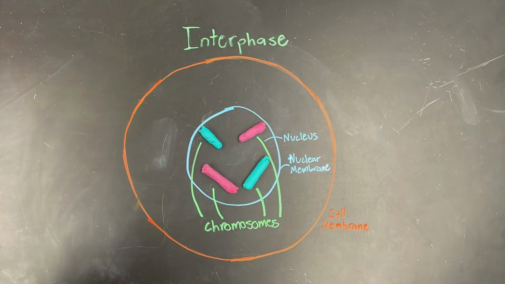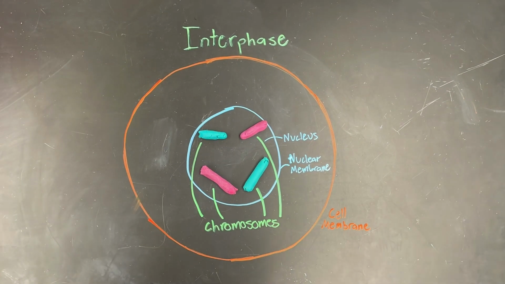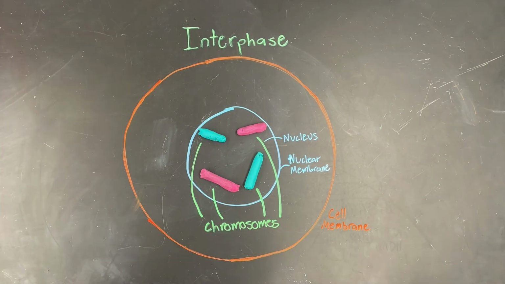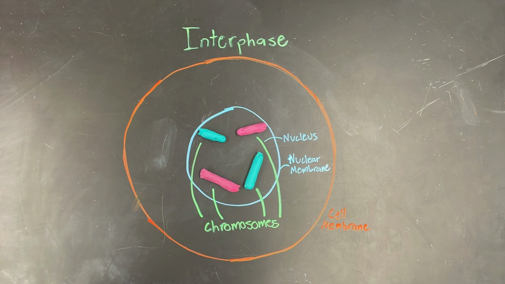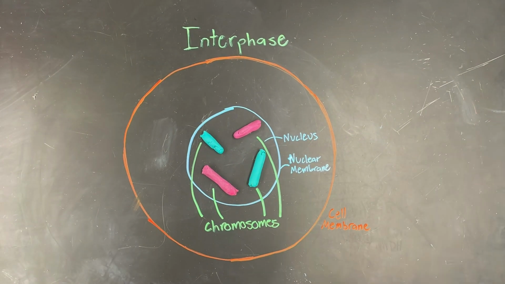The cell spends 90% of its time in interphase. Interphase is split up into 3 parts: G1, synthesis, and G2. During G1, the cell grows and builds proteins it needs for cell division. It also takes in nutrients.